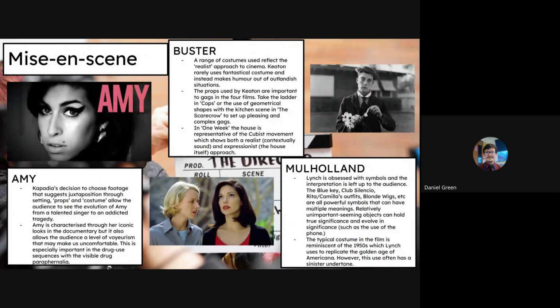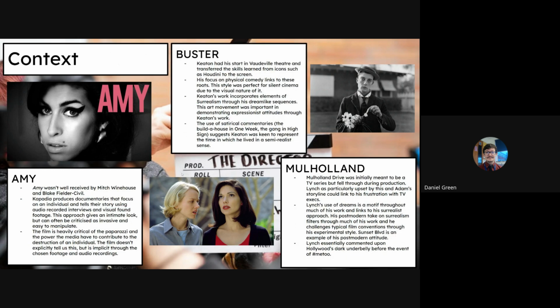And the typical costume in the film is reminiscent of the 1950s, which Lynch uses to replicate the golden age of Americana, but it often has a sinister undertone. Okay. Now, for context, Amy wasn't well received by Mitch Winehouse and Blake Fielder Civil, because in the film, it was argued that they were villainized.